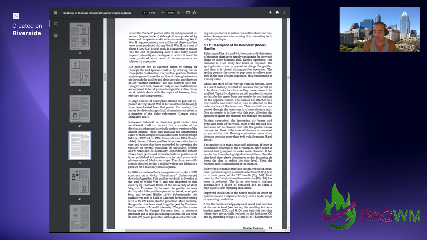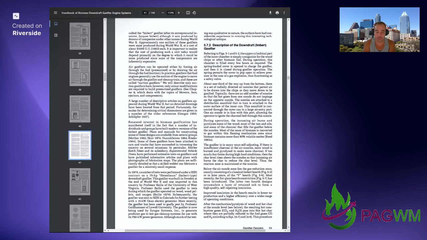In 1978, a number of tests were performed under a SERI contract on a 75 horsepower Hesselmann Imbert type downdraft gasifier. This gasifier was built in Sweden at the end of World War II and was imported to this country by Professor Bally of the University of West Virginia. Professor Bally used the gasifier in tests during which it operated on wood pellets and oxygen. Subsequently, the gasifier was sent to SERI in Colorado for further testing with a 15 kilowatt Onan electric generator.